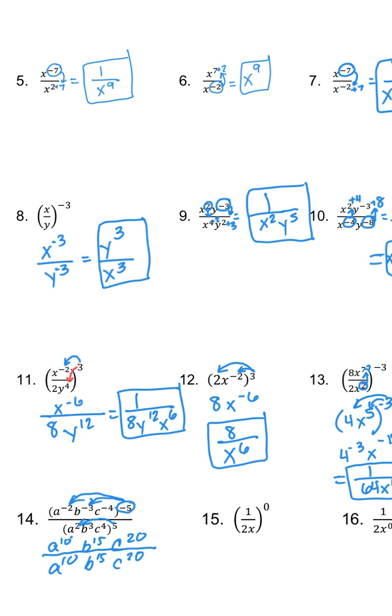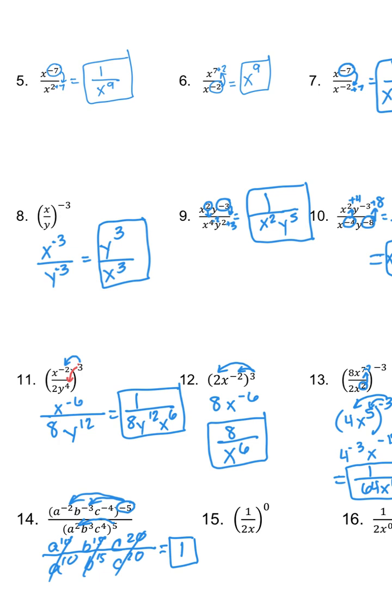Well, we see that those cancel out. The a's cancel out. b^15 over b^15 cancel out. c^20 over c^20, those cancel out. So we're left with 1. Our answer here would be 1.